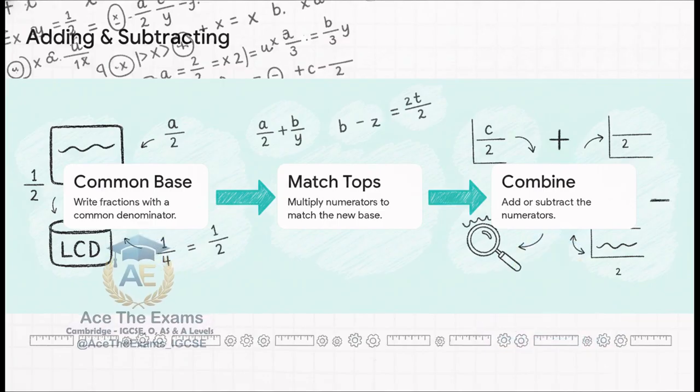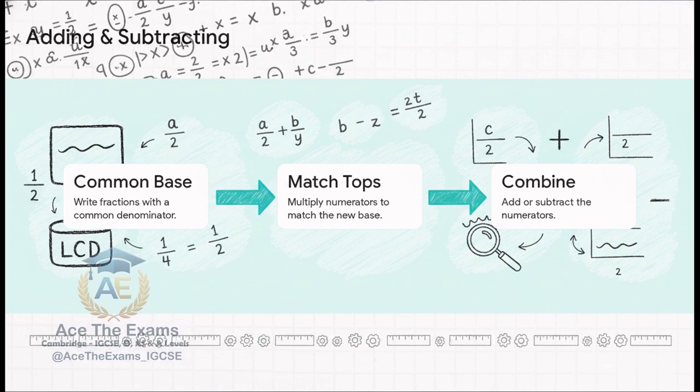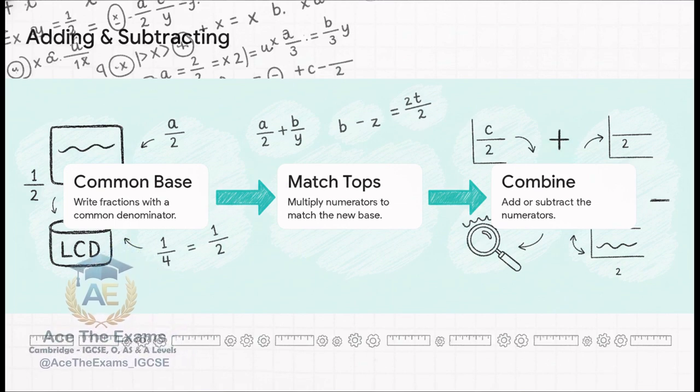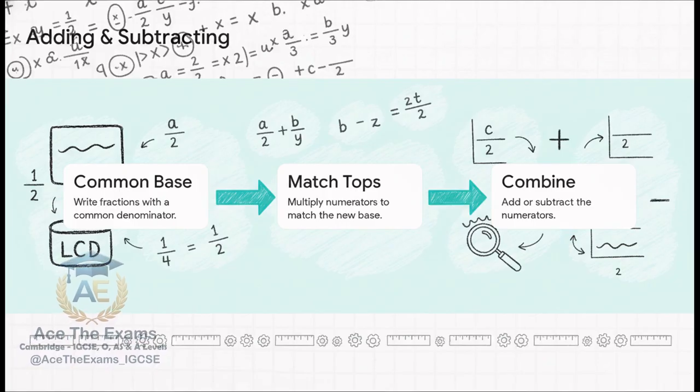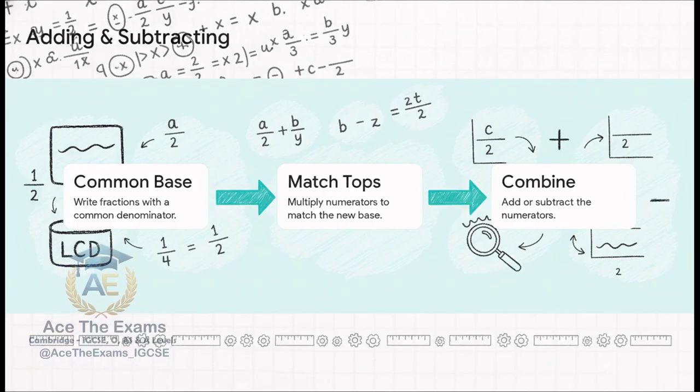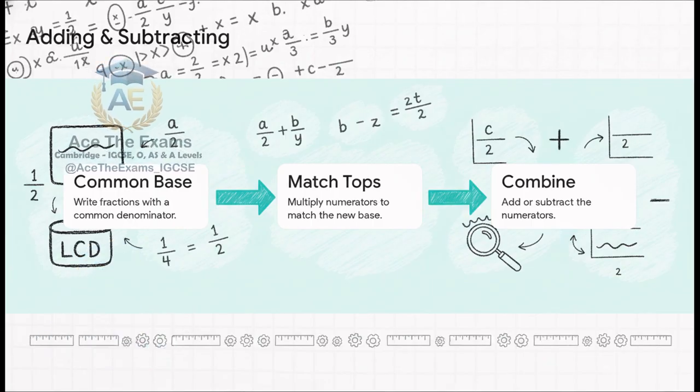Here is our foolproof 3-step procedural method. Step 1, write all fractions with a common denominator. Step 2, multiply the numerators by whatever you used to match that new base. And step 3, add or subtract those numerators while keeping your common denominator exactly the same. It's like a steady, reliable rhythm, you know? Just stick to these steps, and I promise you won't get lost in the weeds.